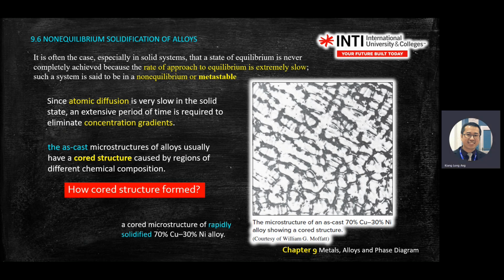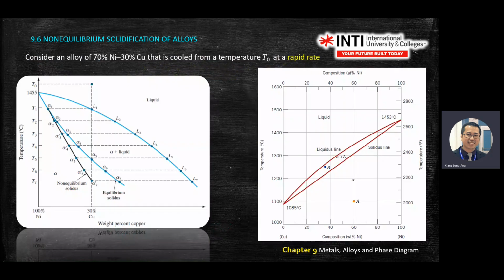So we want to see how cored structure forms. I'll give you all the slides. We consider a mixture of nickel and copper, 70-30%, cooled from an initial temperature T0 at a rapid rate. On the left-hand side, you see the temperature and percentage of copper. Percentage of copper means the more you go, the more copper you have. Then on the right-hand side is the percentage of nickel. So the more you go, the more nickel you have.